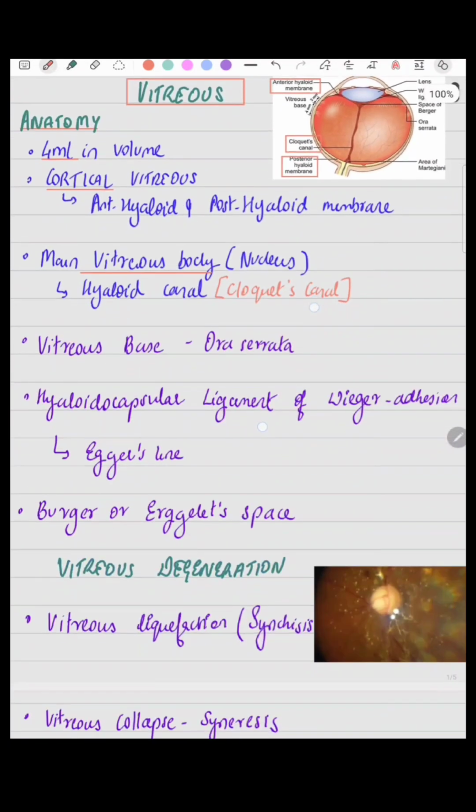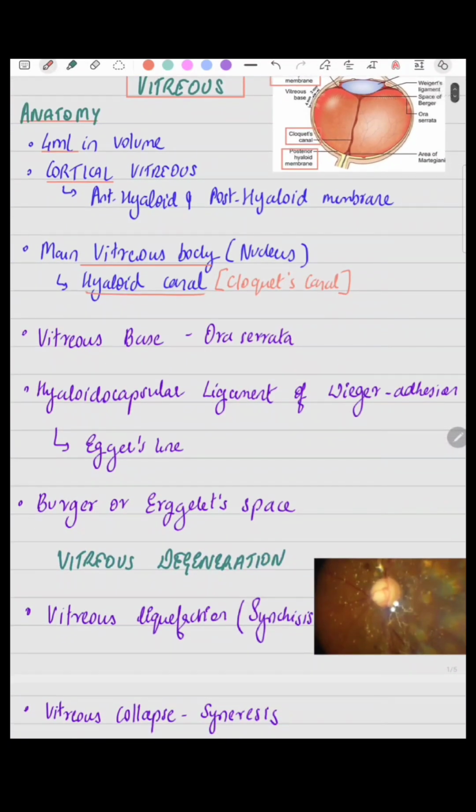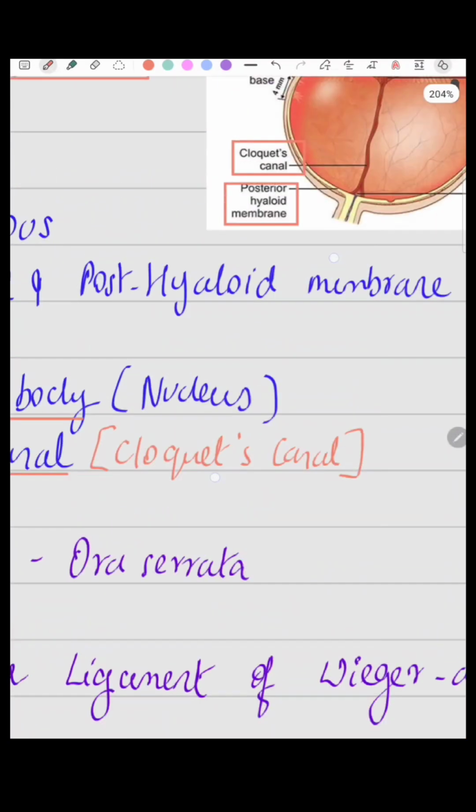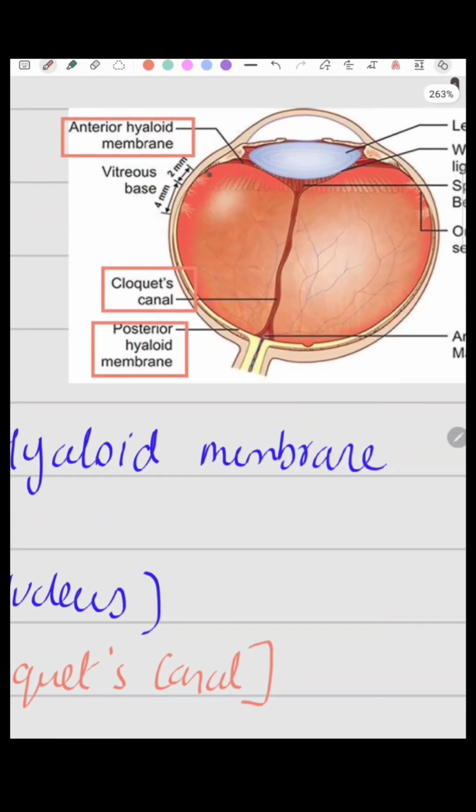Now, the vitreous base. Vitreous base is the attachment across the ora serrata. This is the vitreous base, where the vitreous attachment is the strongest.